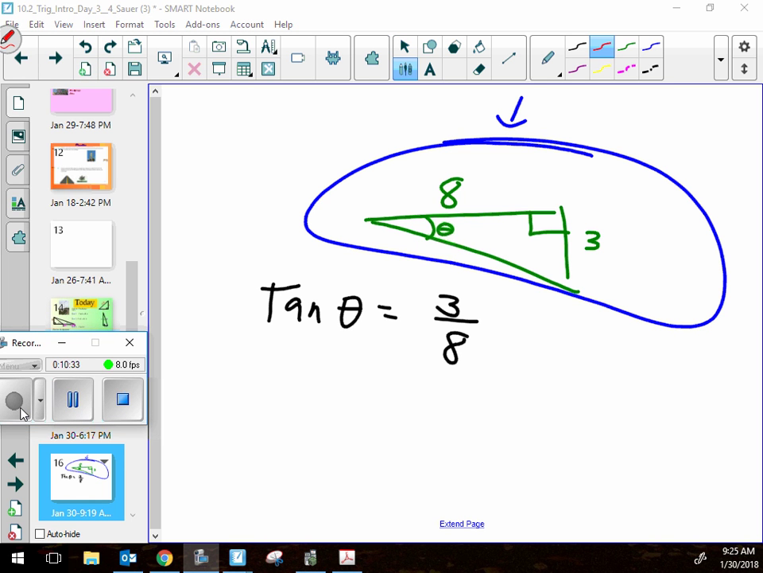Okay, just a quick review. This is how you would have found this one, and I hope you knew how to find inverse tan.